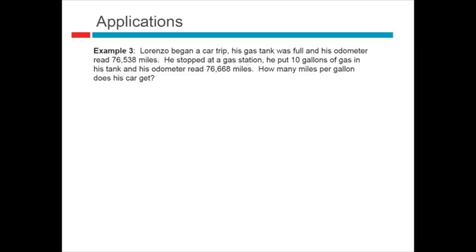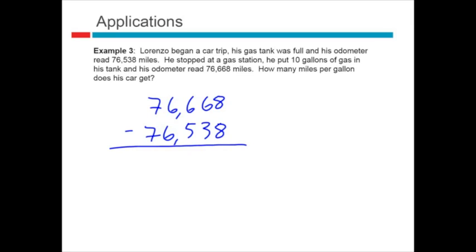Well, at the end of the trip, Lorenzo's odometer read 76,668 miles. When he began the trip, it read 76,538. So to find out how many miles Lorenzo drove, we would subtract these two numbers. And when we do that, we get 0, 3, 1, and then zeros. So that means Lorenzo must have driven 130 miles.